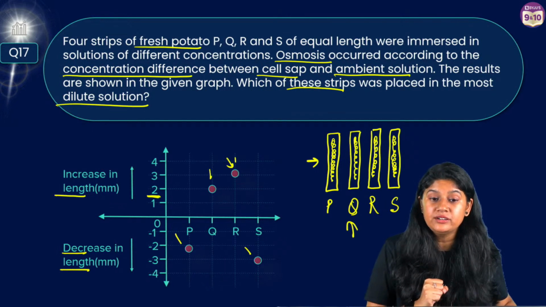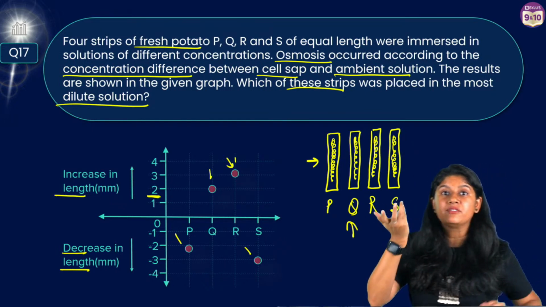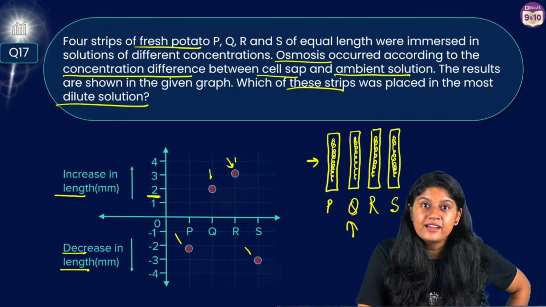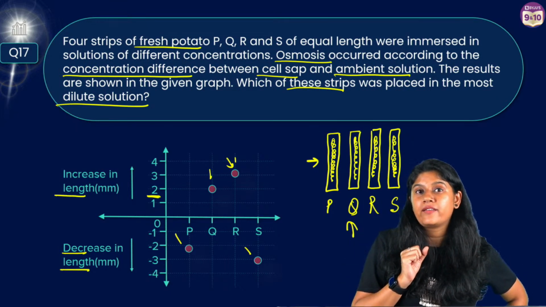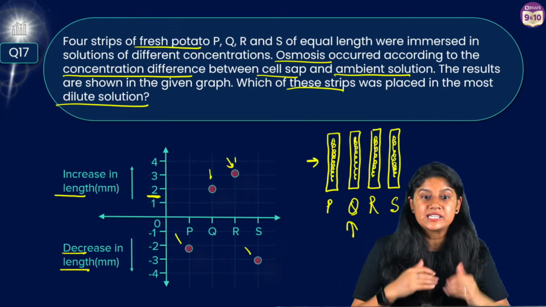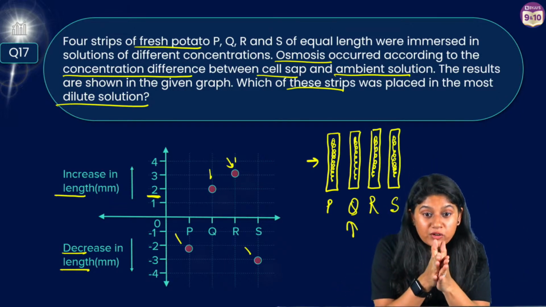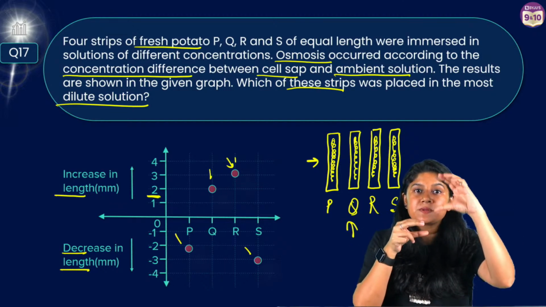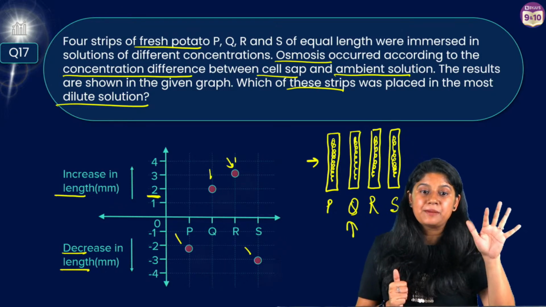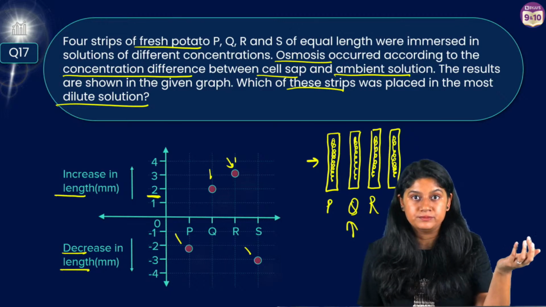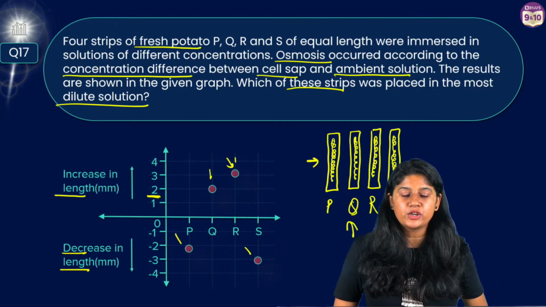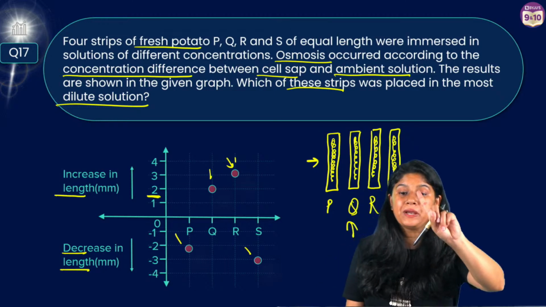Shrinking will happen in which solution? The solution which is hypertonic, right? And where will we see the increase in length? In the hypotonic solution, right? Endosmosis: when water moves inside, the length of the strips will increase. When water moves out, the strips' length will decrease. Yes or no? Clear? Zeba, a dilute solution is something which has more water and less of any other solute. Zeba, I answered your question.